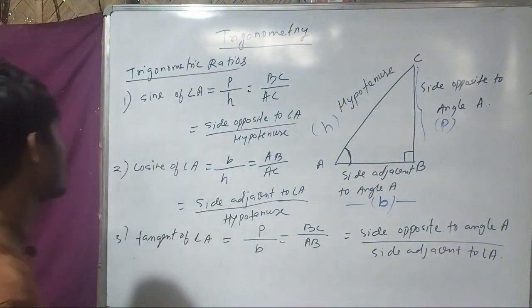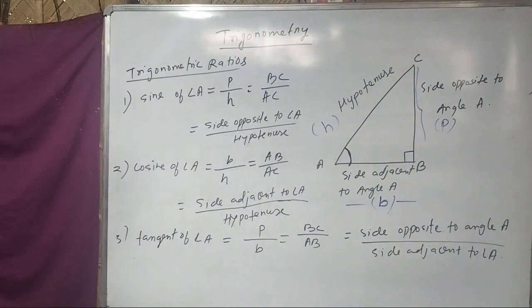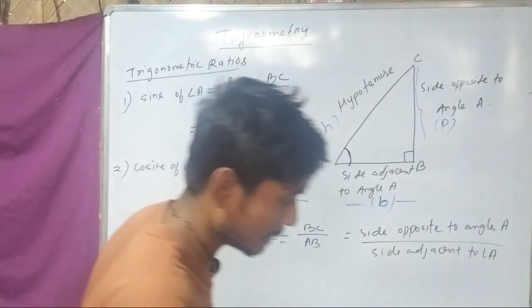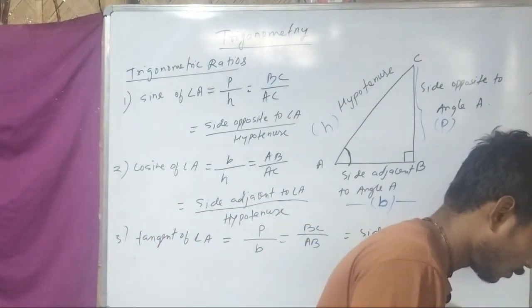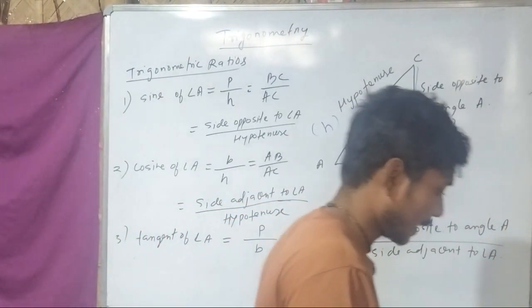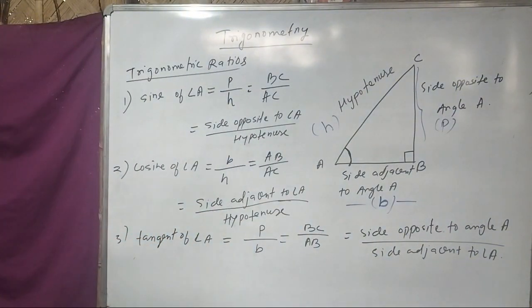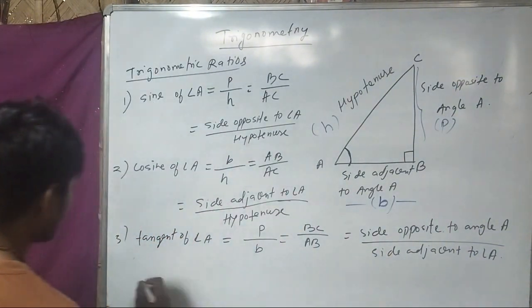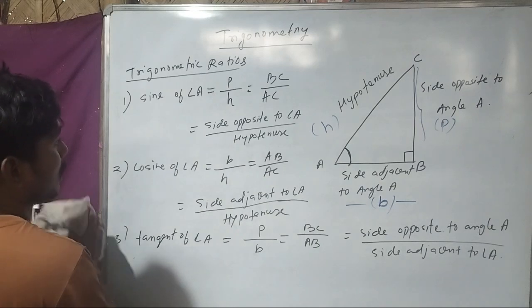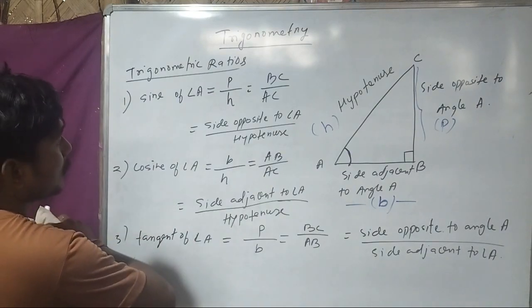Now what is remaining? Sine, cosine, tangent we have written. Now the next three remaining are cosecant, secant, and cotangent. These all three are the reciprocals of sine, cosine, and tangent. Okay, I'm wrapping this one up. You have understood, I think.